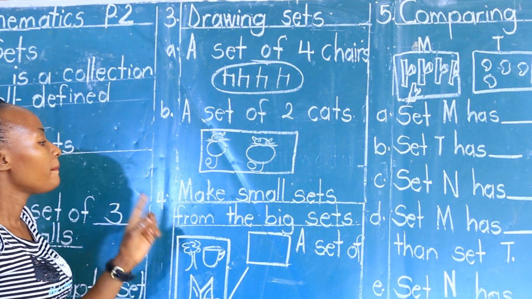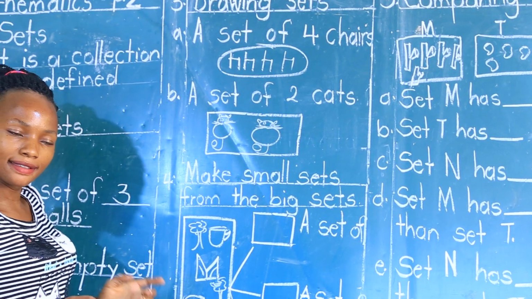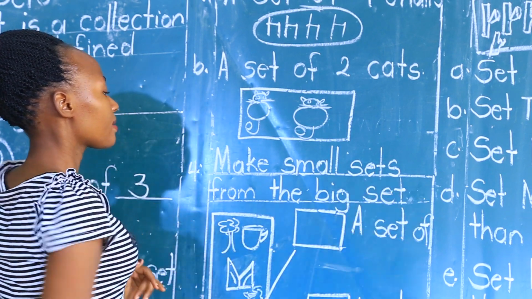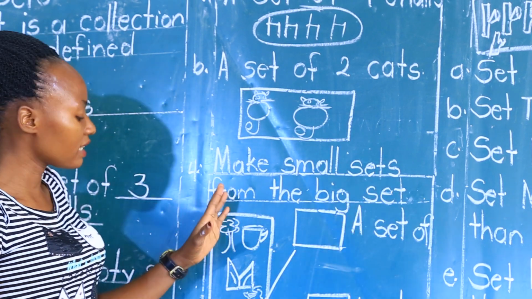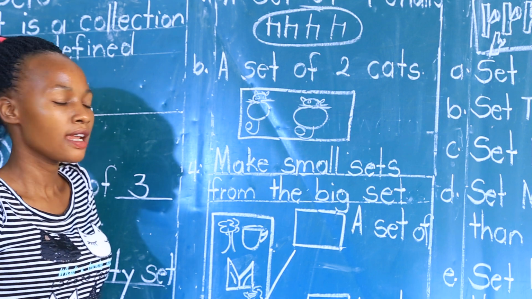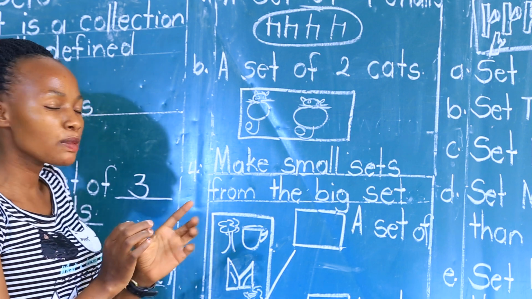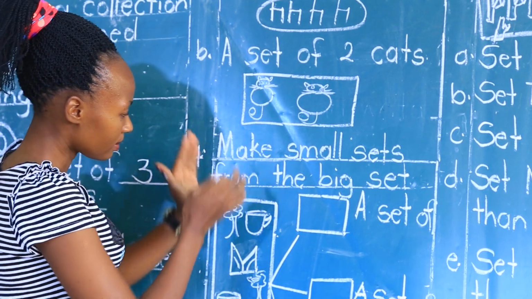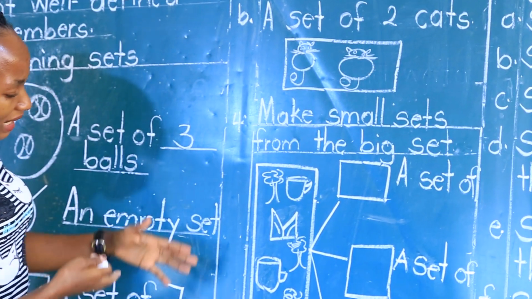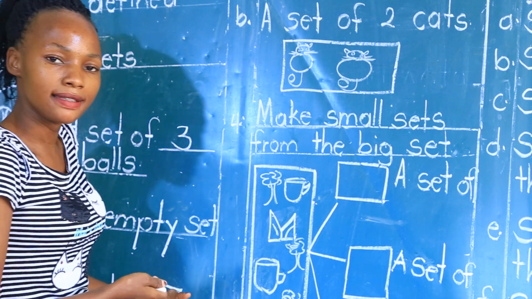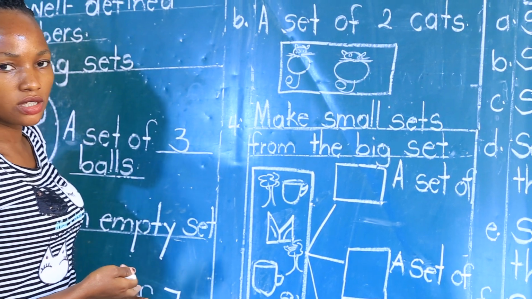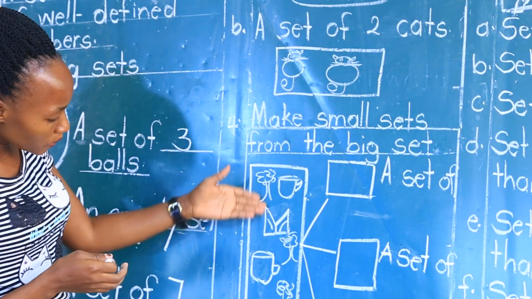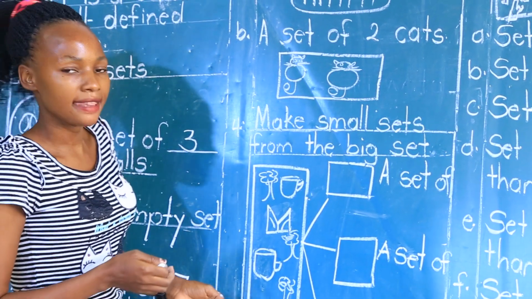Make small sets from the big set. We have this big set here, or the mother set. Now we are going to get some small sets from this big set. When I look at the big set, what can you see? We can see trees, cups, and books.